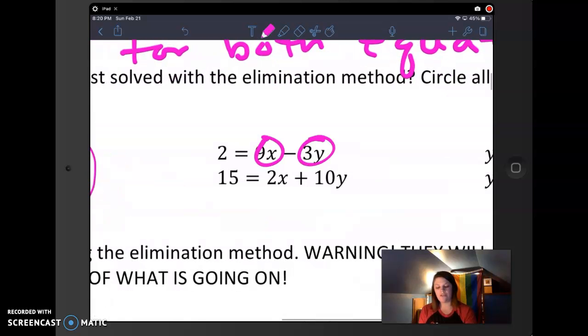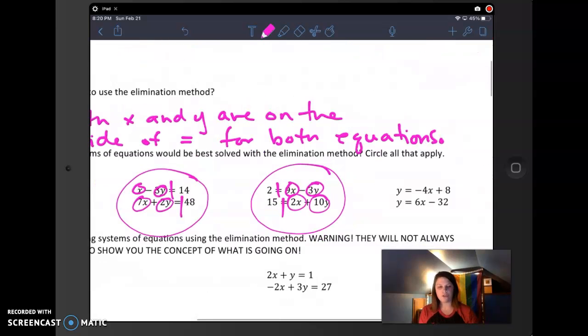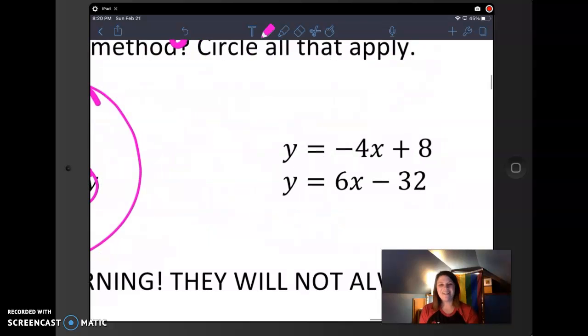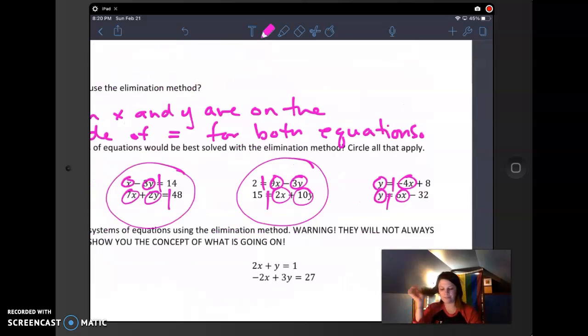On this one, even though the x's and the y's are on the right-hand side of the equal sign, they're still on the same side of the equal sign. So nice try, tried to trick us, didn't get away with it. We're too clever for that. Okay, so this next one, we have two variables on the left-hand side, two variables on the right-hand side. So this one would be what we learned about last unit, which would be substitution.